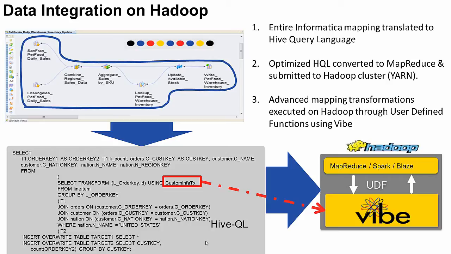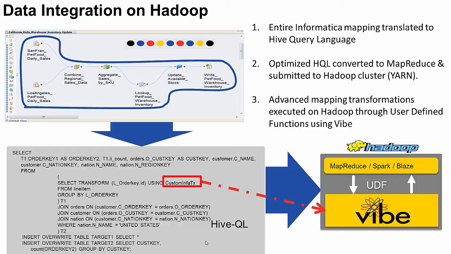In the context of Hive, we convert the mapping to HiveQL. It is optimized, converted to MapReduce, and submitted to the Hadoop cluster's YARN to process. Any advanced transformations within the mapping are executed on Hadoop and called through Hive user-defined functions if you're using Hive on MapReduce to execute. And then the same thing happens with Spark.